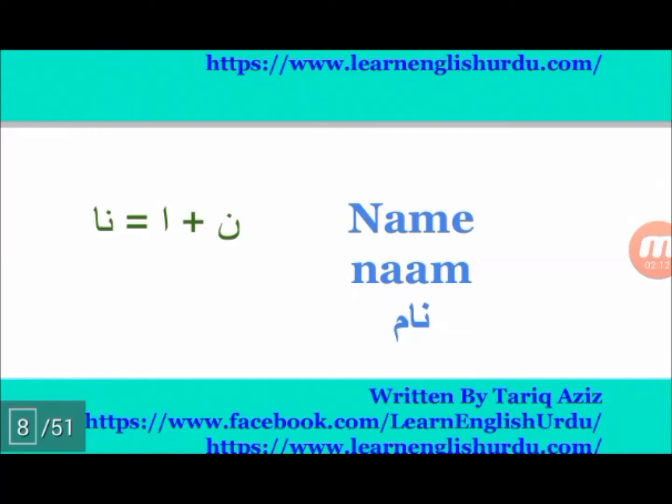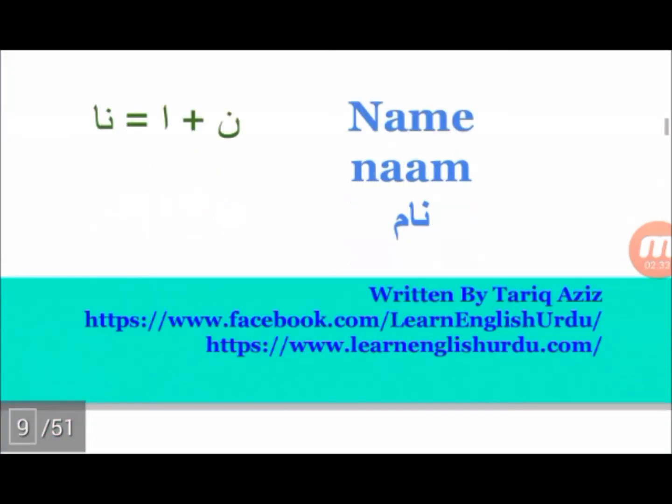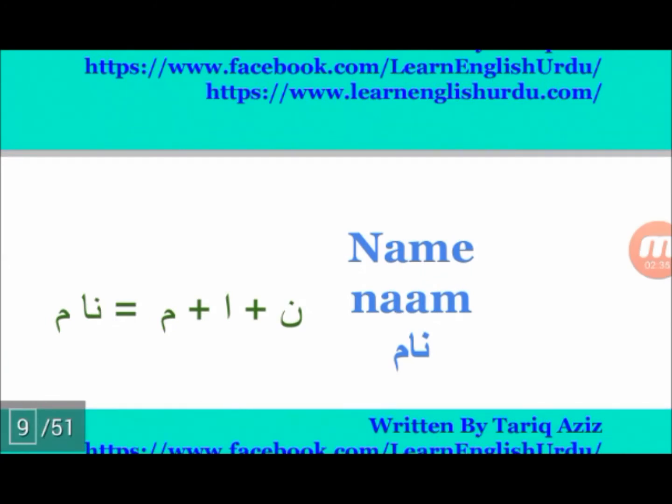First two alphabets, when we join two alphabets noon, alif, so it becomes na, na, na, na. And then when we add the last one, it becomes naam, naam. Don't say like that, naam. Don't do this, okay? Just slow, naam, naam.